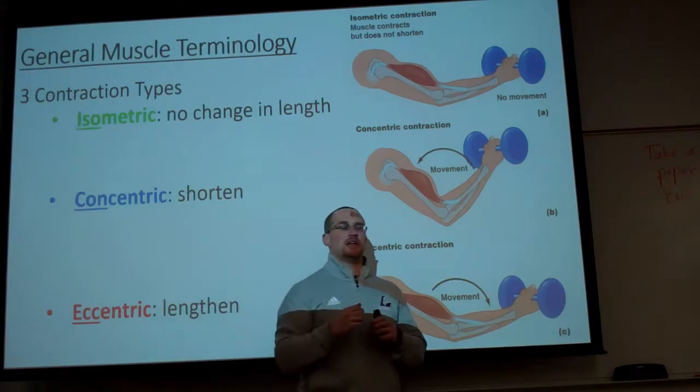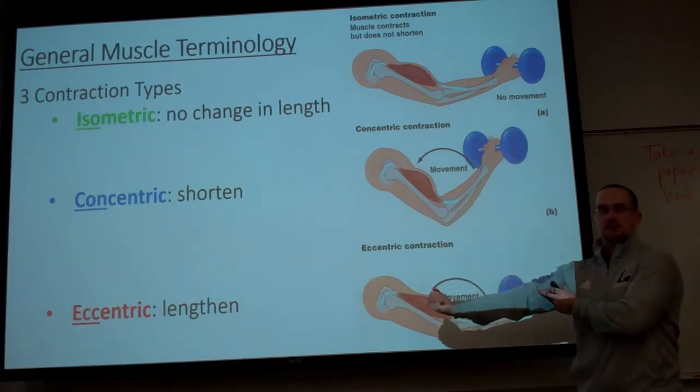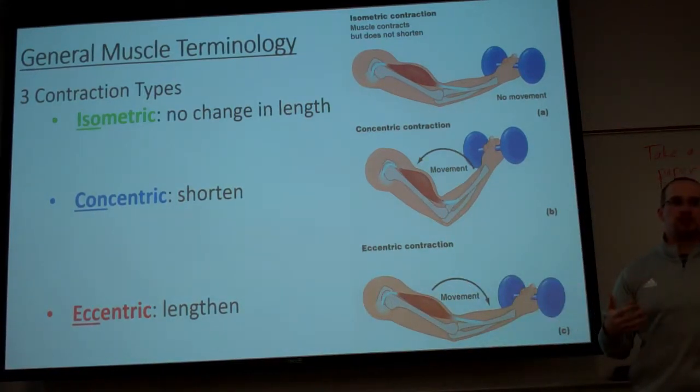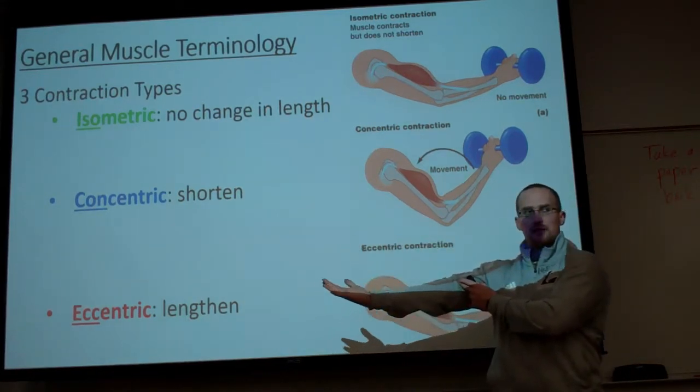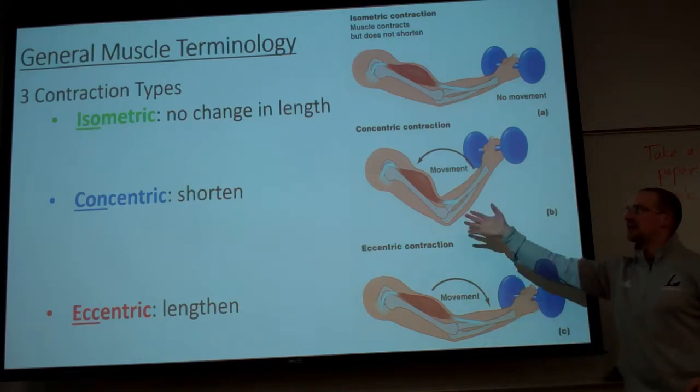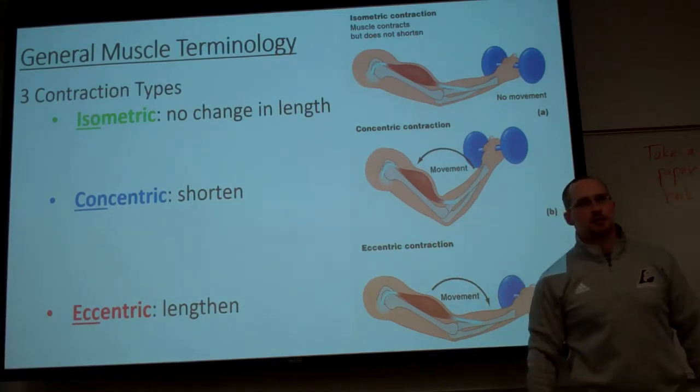Eccentric, that's the opposite. It's where the muscle lengthens. Think of an eccentric person. They're kind of far out there. They're on the fringes. Eccentric, lengthen. So those are the three different kinds of contractions that you're going to see.